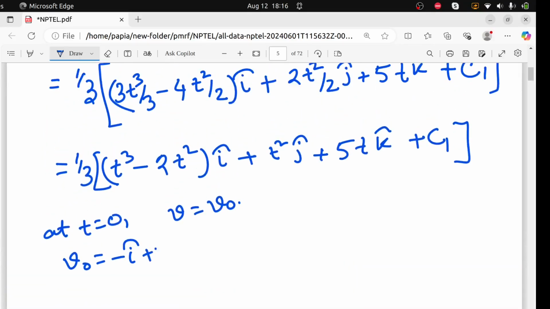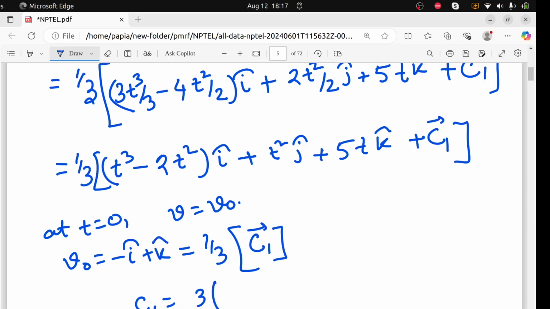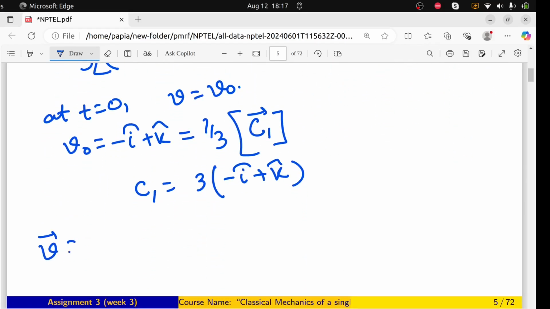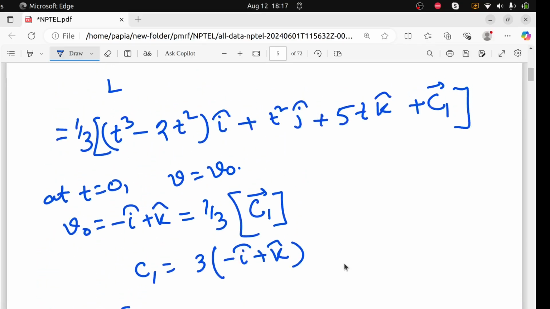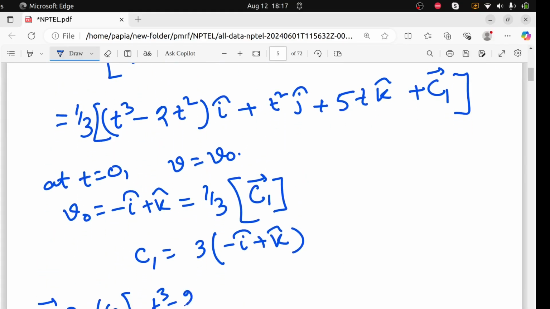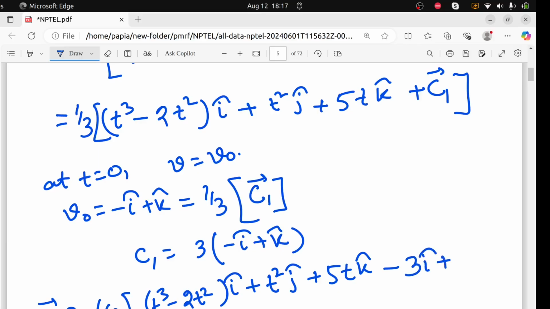So minus i cap plus k cap equals 1 by 3 times the expression. If I put t equals 0, you can see all the terms will be 0, so only C1 will be left. C1 is actually a vector again, right? So C1 will be 3 into minus i cap plus k cap. So what will be our v vector finally? The v vector will be 1 by 3 times (t cube minus 2t square) i cap plus t square j cap plus 5t k cap, minus 3 i cap plus 3 k cap.